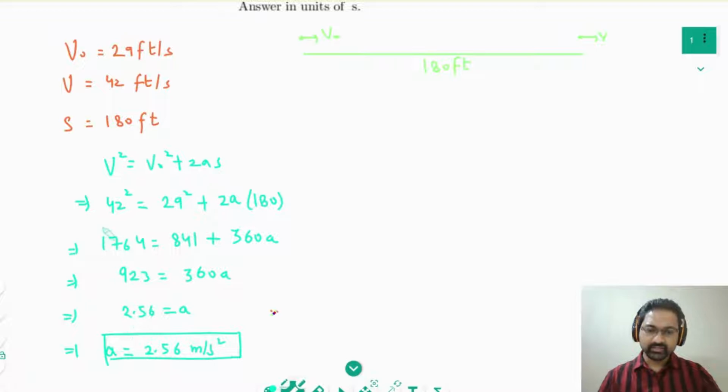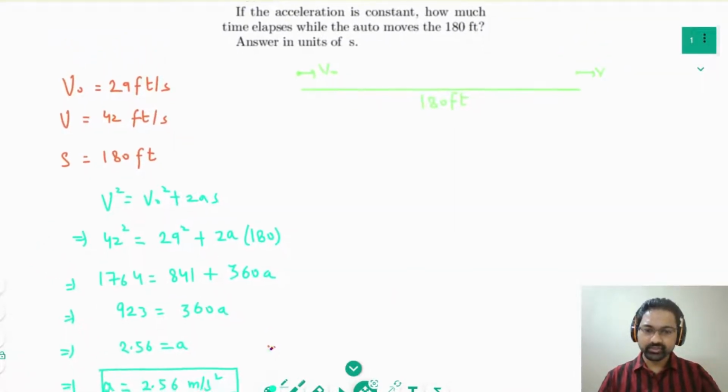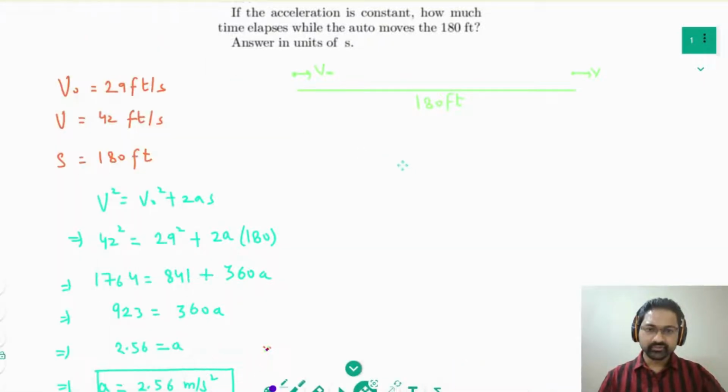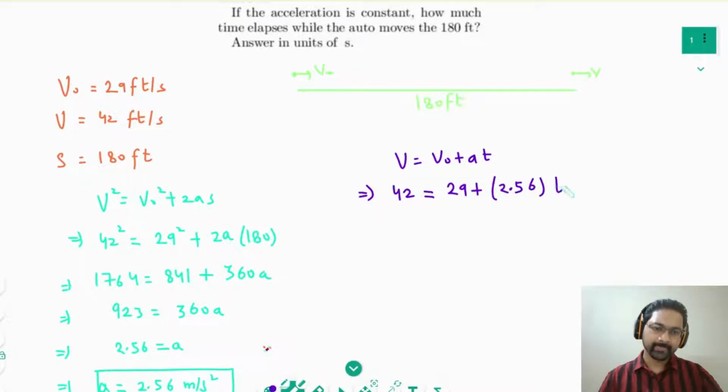But we don't really need the acceleration, we need the time. And now we can easily use the first equation of motion and get the value of time. We know that the first equation of motion is V is equal to V naught plus AT. So V, we already know, is 42 feet per second. V naught is 29, so we have 29 over here. Acceleration we just found, it's 2.56, and the time is something which we need.